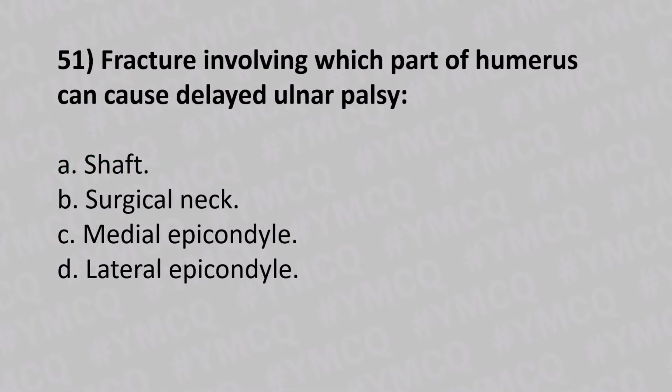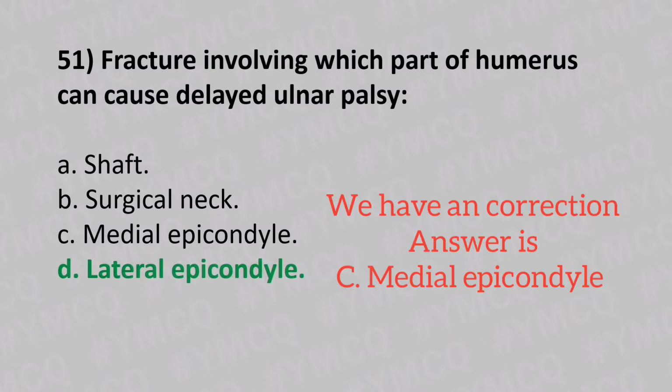Fracture involving which part of the humerus can cause delayed ulnar palsy? Option A, shaft. Option B, surgical neck. Option C, medial epicondyle. Option D, lateral epicondyle. And the answer is option D, lateral epicondyle.